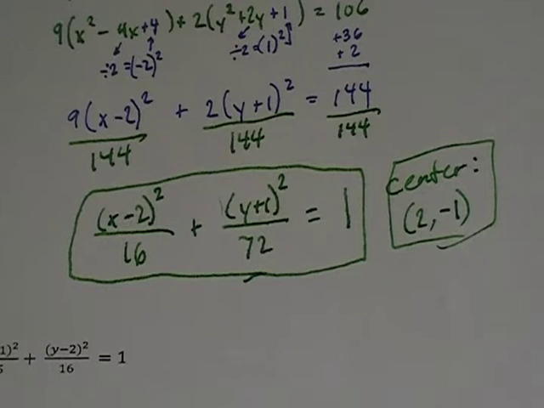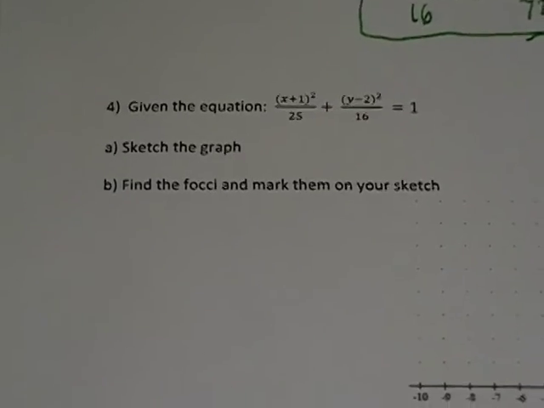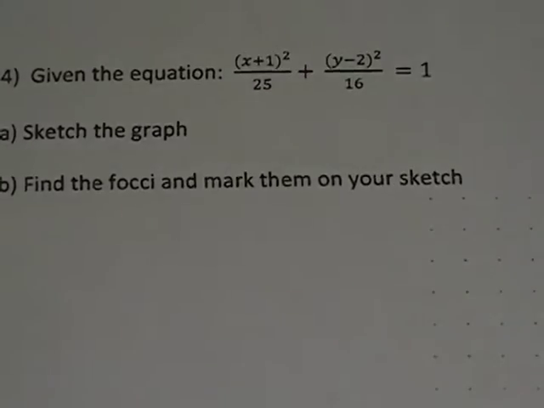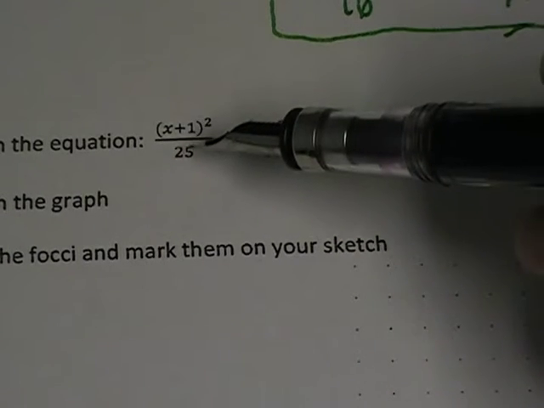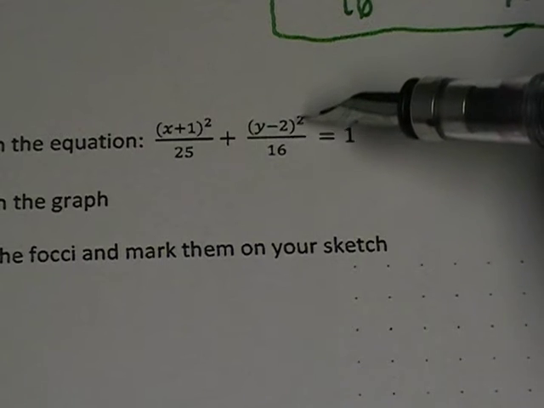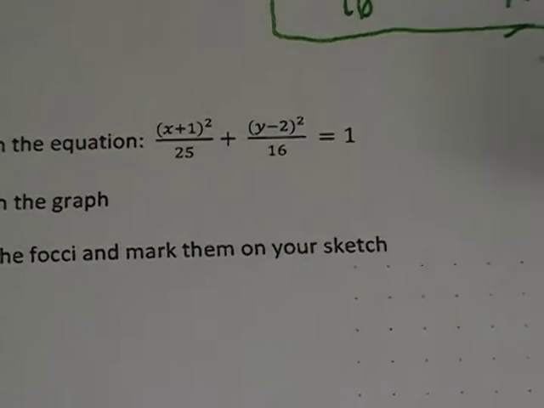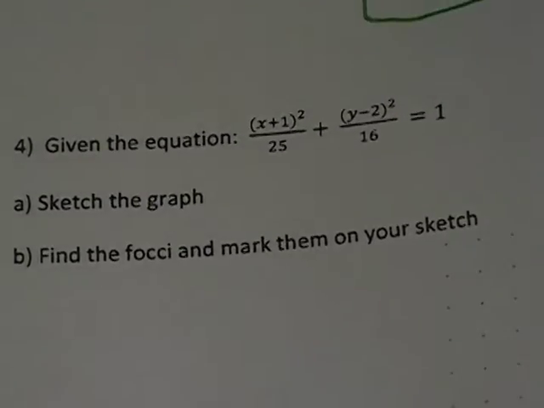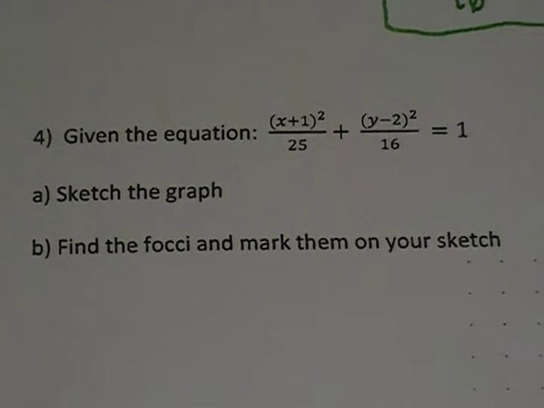Okay, all right. So then the next question says, given this equation, let me zoom in just a little bit. Given this equation, (x + 1)² over 25 plus (y − 2)² over 16 equals 1. A, sketch the graph. And then B, find the foci and mark them on your sketch.